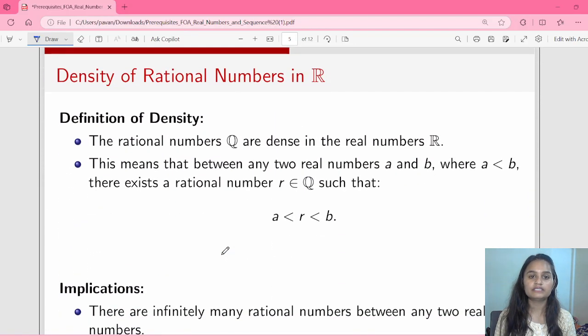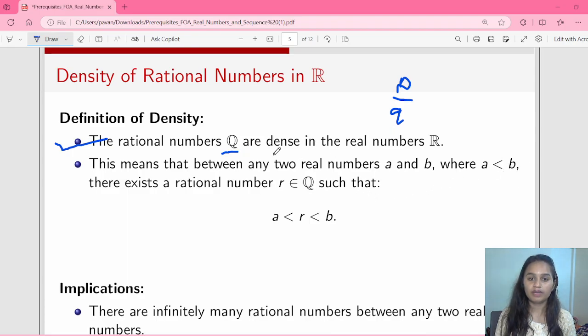Then we have density theorems. Density of rational numbers in R. You know, the rational numbers are what? The numbers which can be written in form of p by q. We will call them rational numbers. And this set of rational numbers is dense in real numbers.